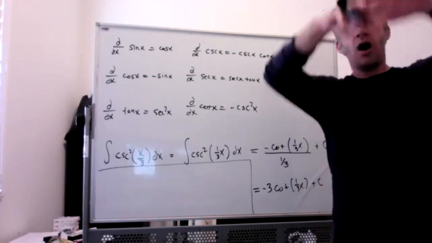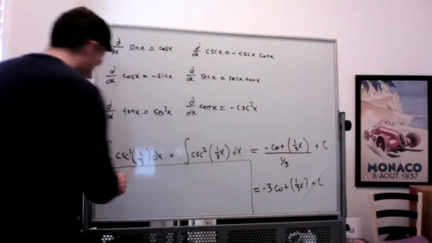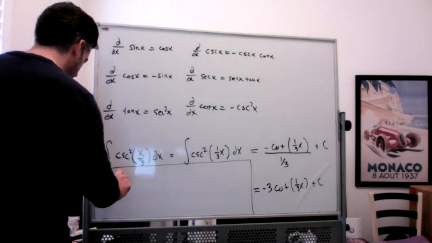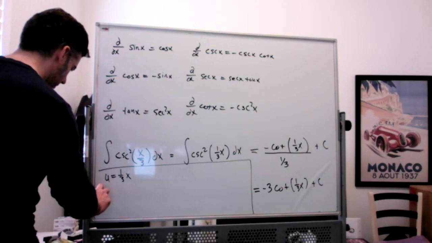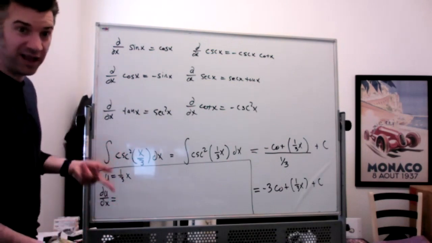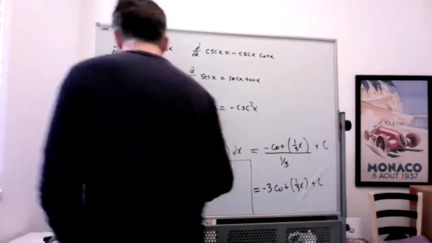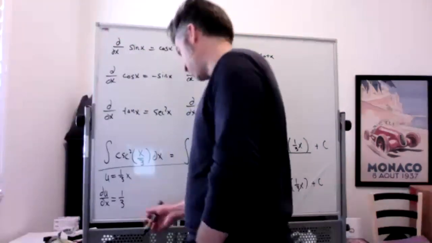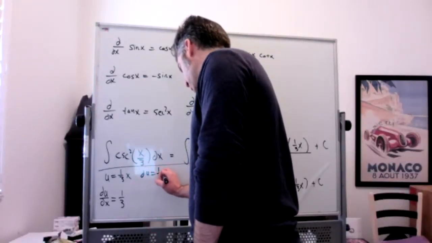It's cosecant squared of the quantity 1/3 x. So we can try a u-substitution where we let u equal 1/3 x. Then the derivative du/dx is equal to the derivative of 1/3 x, which is 1/3. If we isolate du, we get du equal to 1/3 dx.